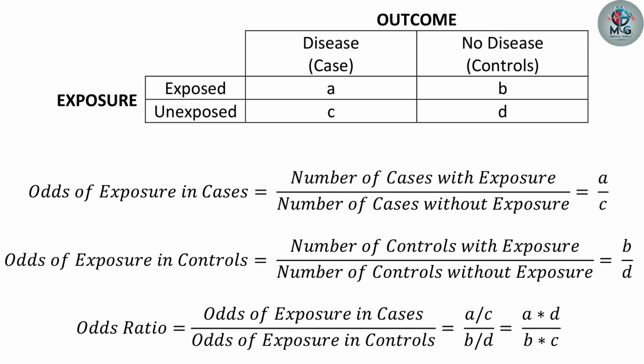The odds ratio equals the odds of exposure in cases divided by the odds of exposure in controls, which is A over C divided by B over D, which equals A times D over B times C.